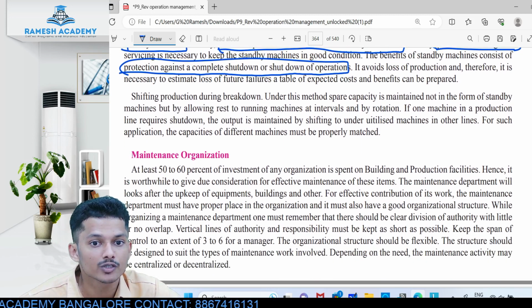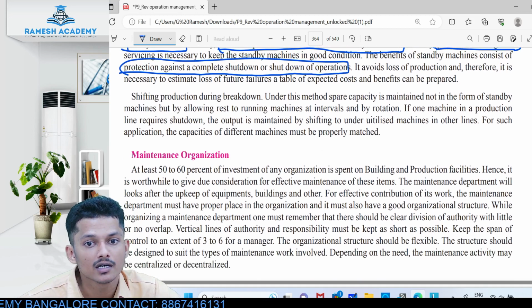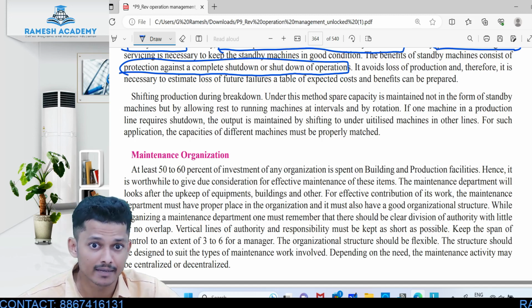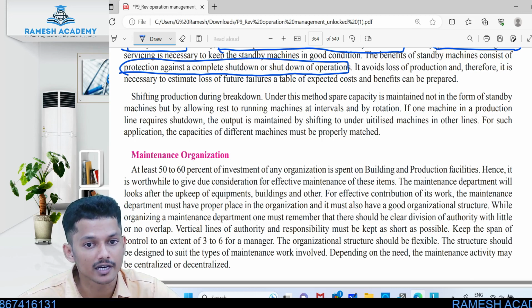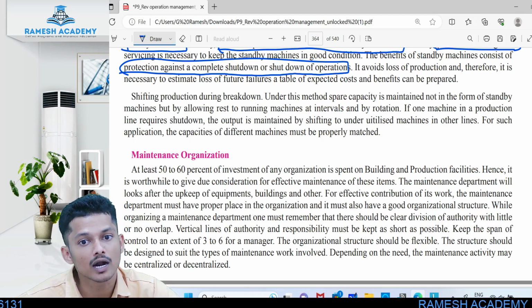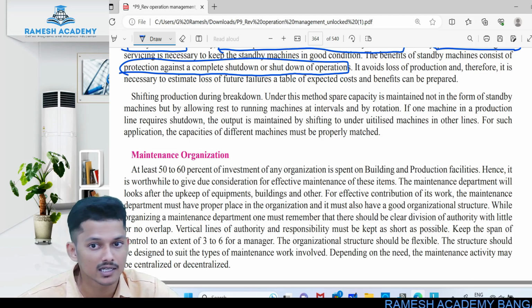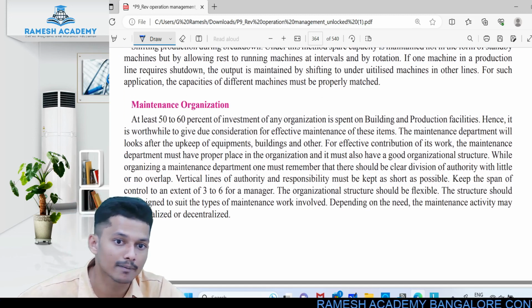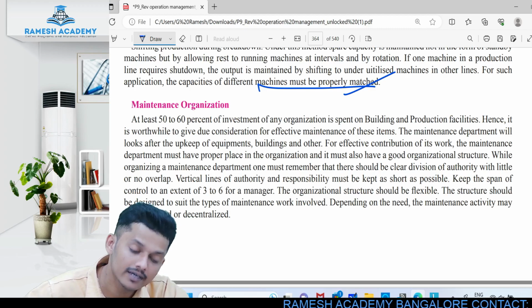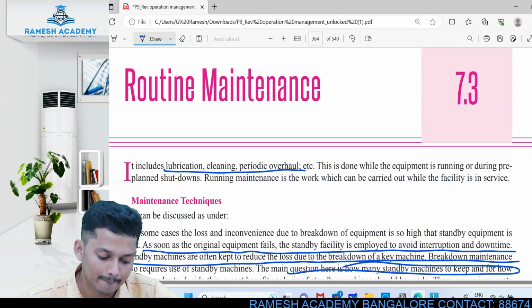Now, shifting production during breakdown. Under this method, spare capacity is maintained not in the form of standby machines but by allowing rest to running machines at intervals and standby rotation. So, if one machine in a production line requires shutdown, the output is maintained by shifting to other unutilized machines in other lines. For such application, the capacities of the different machines must be properly matched. Clear? Understood now? Routine maintenance.